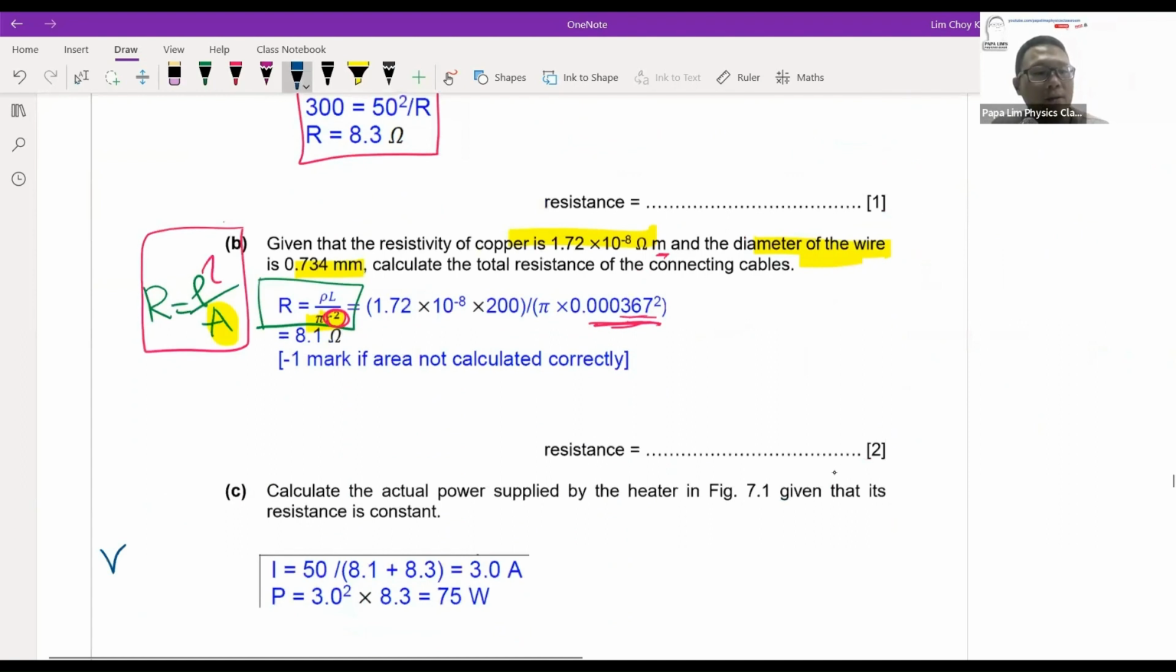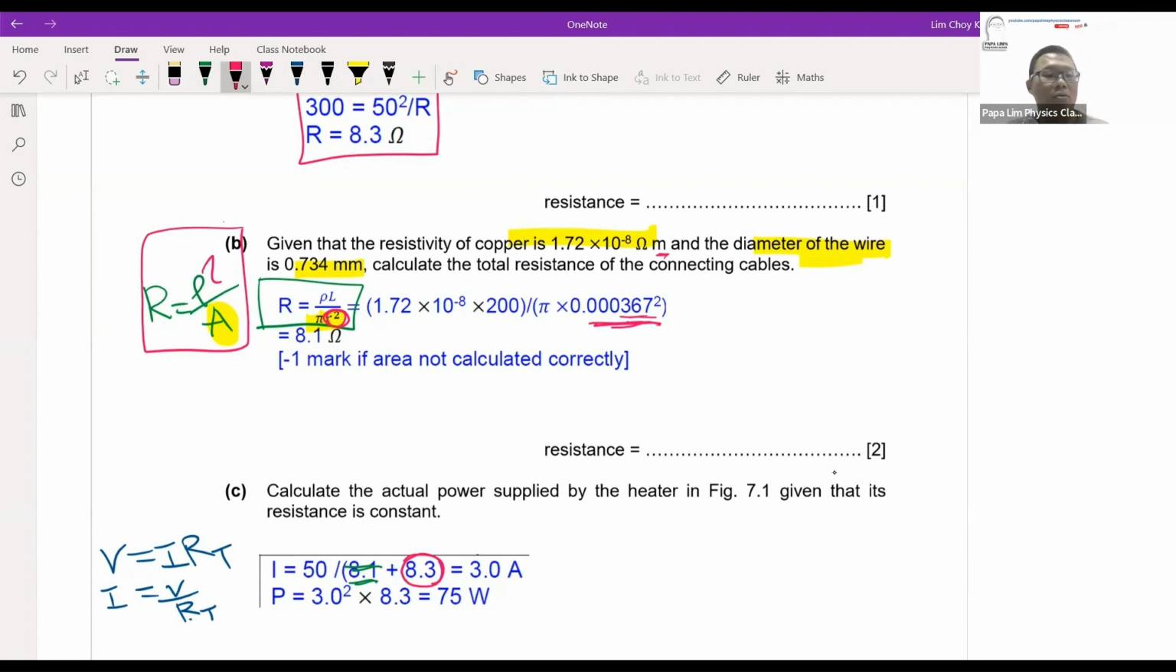And I is current there, right? Resistance. Now the resistance I'm looking at is the total resistance. So the total resistance consists of the two cables, which is 8.1 ohms, followed by the resistor in the heater, 8.3. So 8.1 plus 8.3 will be the total resistance in the circuit itself.